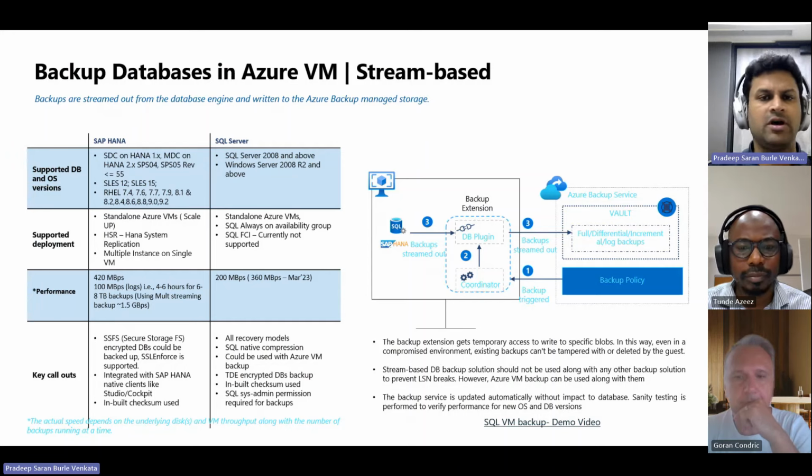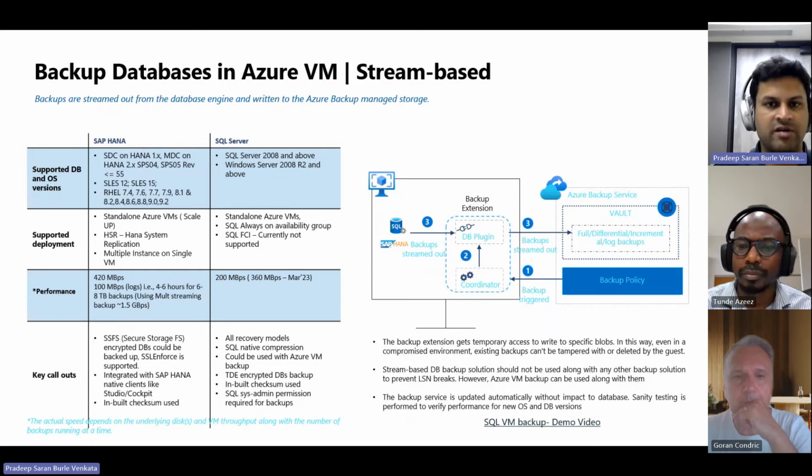And by default, it can go up to 420 Mbps. We also recently introduced support for multi-streaming backup, which means we will use multiple channels to stream the backup. So we can go up to say 1.5 Gbps. Once you enable multi-streaming backup, you can go up to 1.5 Gbps. So this is the goodness in terms of performance.